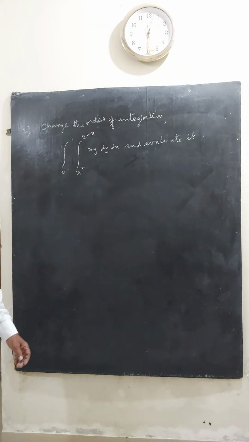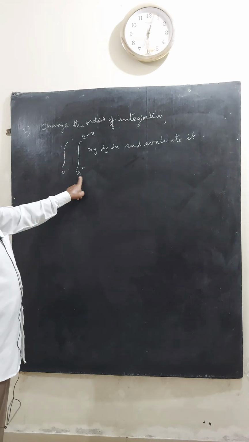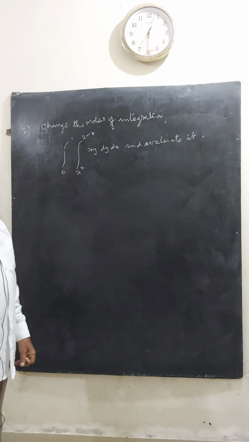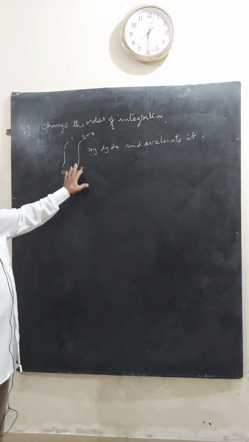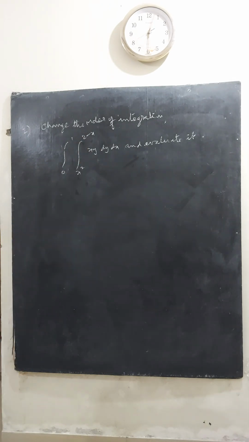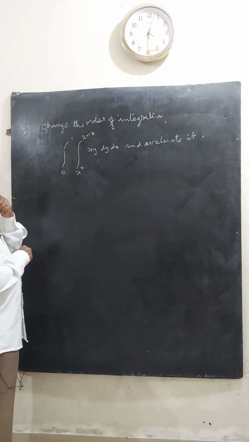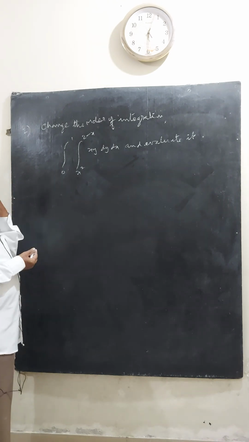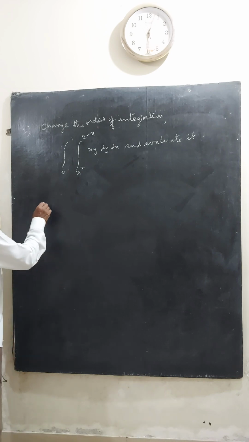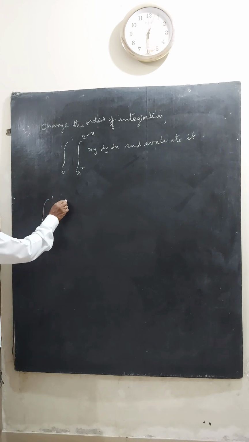Evaluate it. In the previous part, we have seen 0 to a squared by a, 2a minus x. Now, without a, a is 1 here; it is the same sum, only different with a equal to 1. First we have to draw the diagram, then only we can change the order. See, the limits are 0 to 1, x squared to 2 minus x.